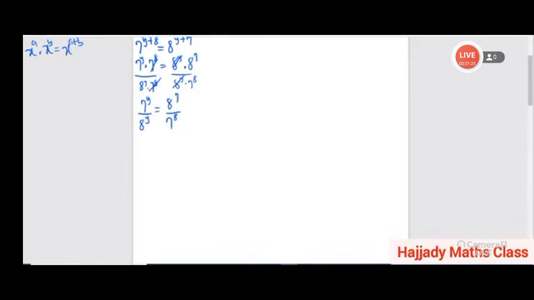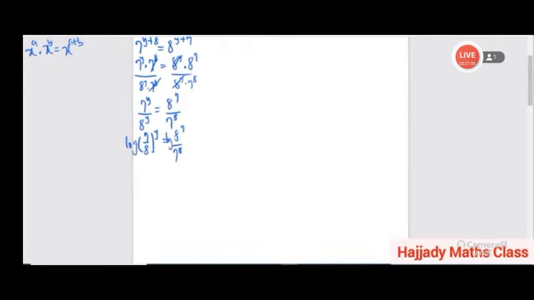Also, using the law of indices, I can bring out this power. So here I'm going to have 7 over 8, everything raised to power y, equals 8 raised to power 7 over 7 raised to power 8. Now I'm going to introduce logarithm to both sides.